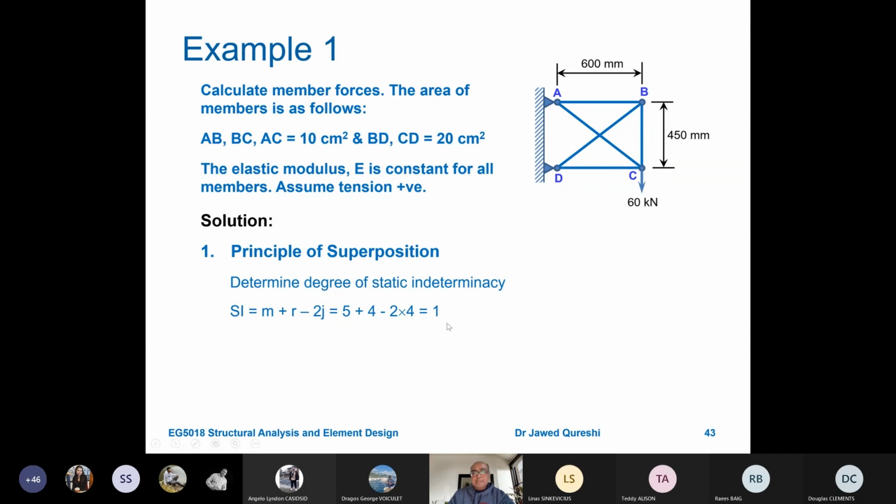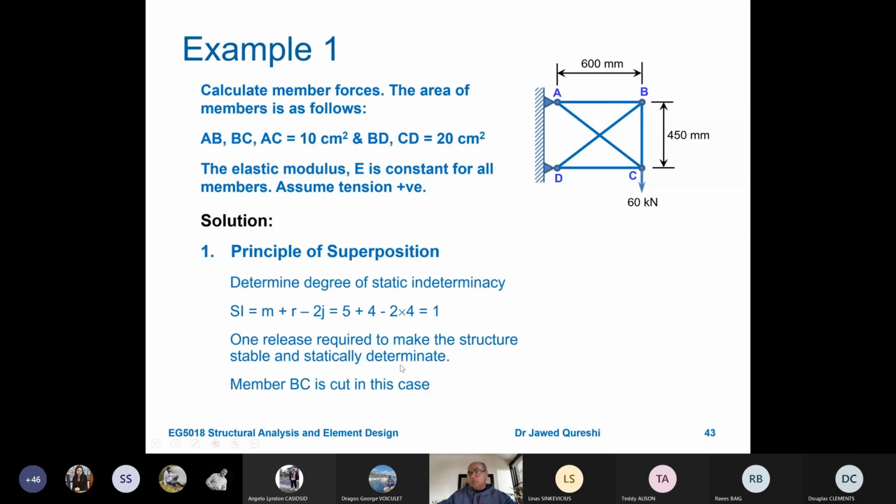Which means that I need to remove one force. It could be a member force, it could be a support as well. But the easiest thing for me is to remove this member BC to make the structure statically determinate and stable. I have decided here to cut this member, and when I cut this member, I will generate system 0 and then I will generate system 1 or the virtual method.